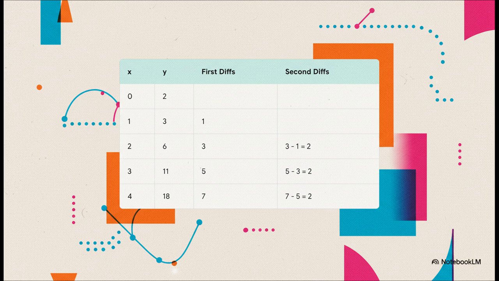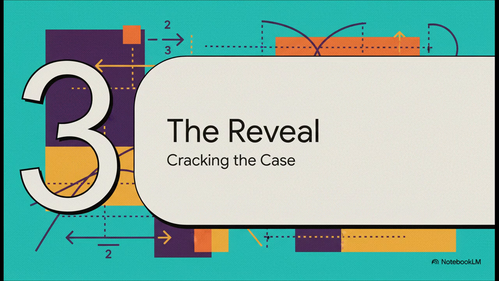Okay, so 3 minus 1 gives us 2. 5 minus 3 is also 2. And 7 minus 5, yep, you guessed it, it's 2. Bingo, we hit a constant. This is the breakthrough, the aha moment we've been looking for. That constant number, that 2, is the golden clue that cracks this entire case wide open. We found the signal in all that noise. So now let's talk about what this big reveal actually means.